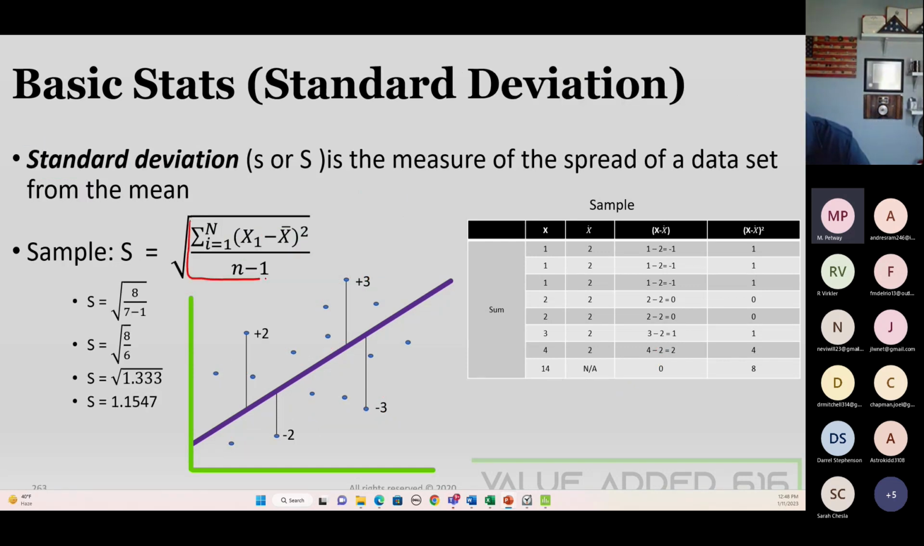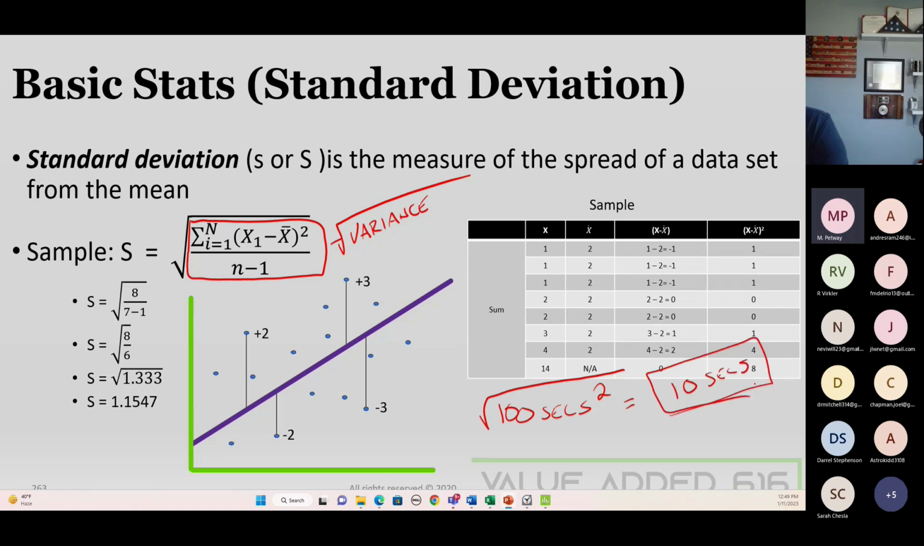This should not be intimidating because this is your variance in here. This whole thing was what we just did. This is simply the square root of my variance, which before we said we got 100 seconds squared. Again, I made that up so I can use numbers. So what's my standard deviation then? Square root of 100 is 10. I'm going to let that one go because I got a few answers of 100 seconds.